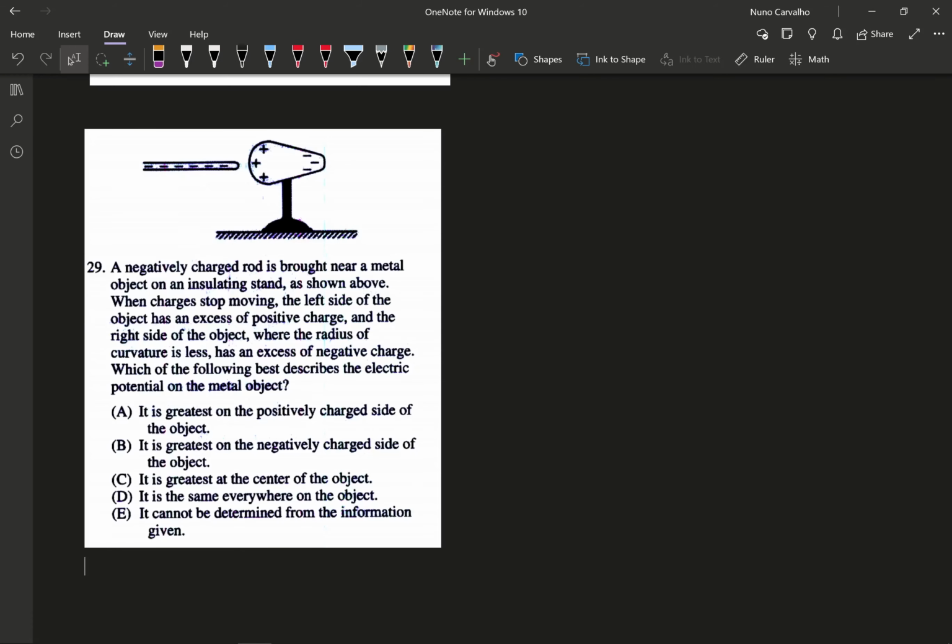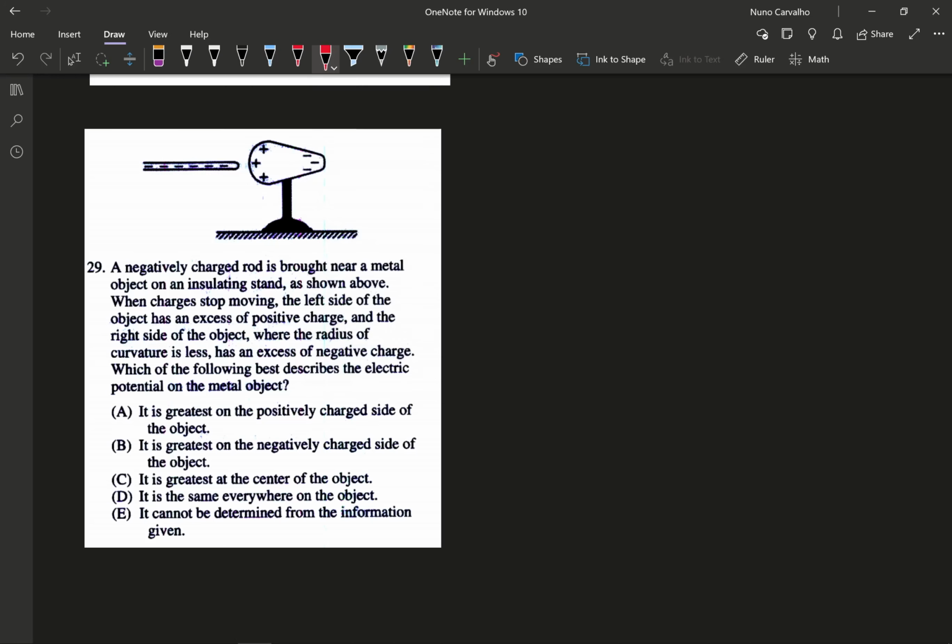Number 29 was the most missed question on this exam, which surprises me a little bit because it's really actually quite simple as long as you spot the key word here. And so let's just get to the problem. A negatively charged rod is brought near a metal object on an insulating stand as shown above. When charges stop moving, the left side of the object has an excess positive charge, and the right side of the object, where the radius of the curvature is less, has an excess of negative charge. Which of the following best describes the electric potential on the metal object?